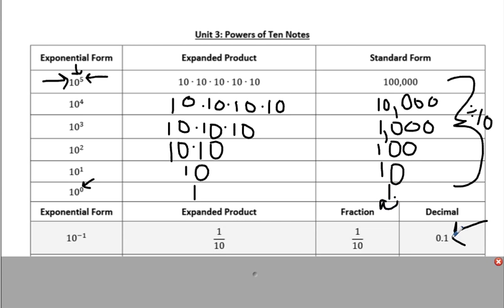in front of the decimal. Okay, and then if you look at your expanded product, remember we said when there's a negative exponent, we put the number under 1 and we make the exponent positive. So 10 to the negative 1 would be 1 over 10 to the 1st power. Another example we talked about was 3 to the negative 2, which would be 1, always 1 on the numerator, over 3 squared, which is 1 over 9. Okay? So we have our expanded product. The fraction is going to be the same thing because 10 to the 1st is just 10, and then our decimal.